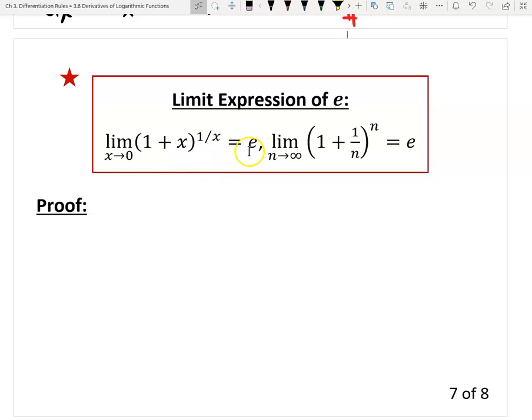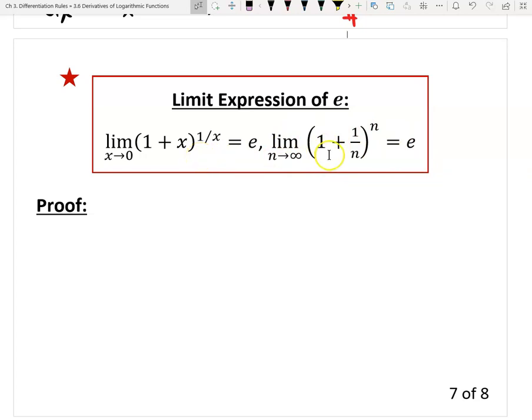Now we are going to prove the first one. We will not use logarithmic differentiation, because we do not need to find the derivative, but we do use the logarithm, the first-step idea. We use the logarithm to simplify this limit and then find the limit. And why do we have the second? The second is just a special case of the first.